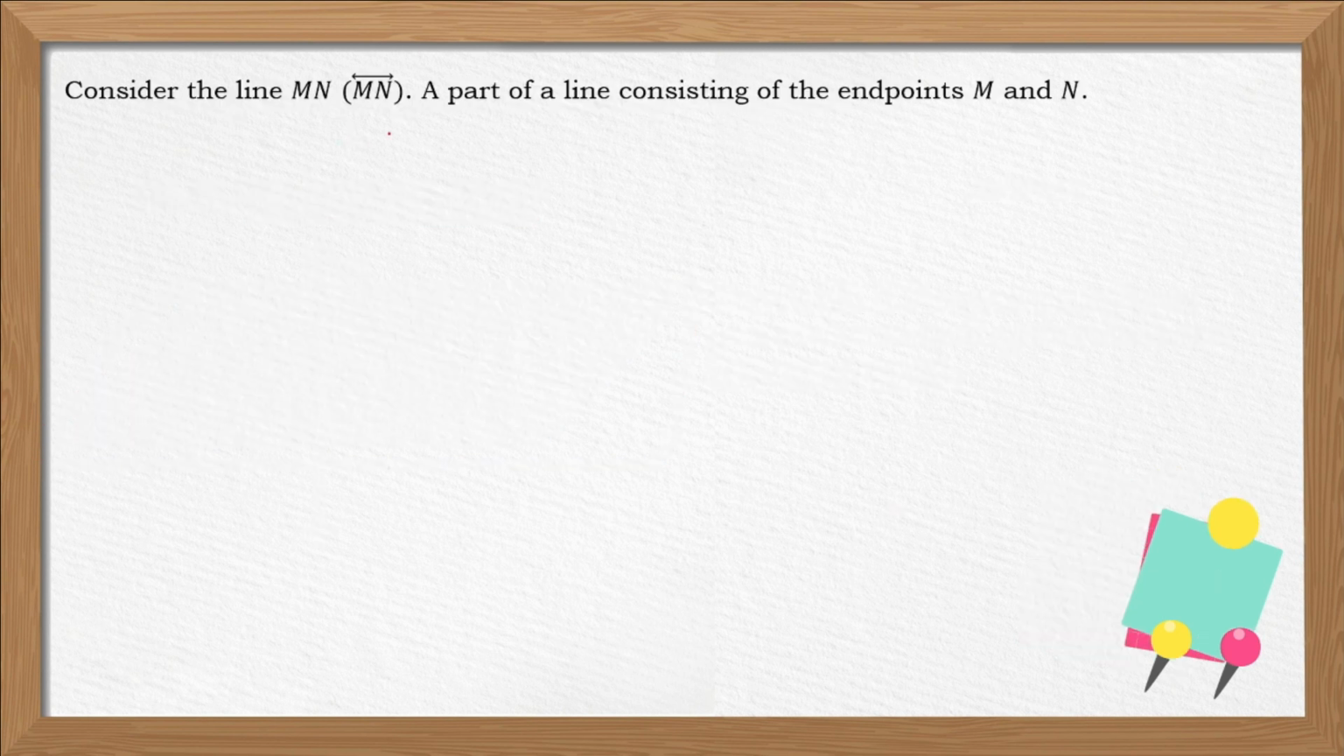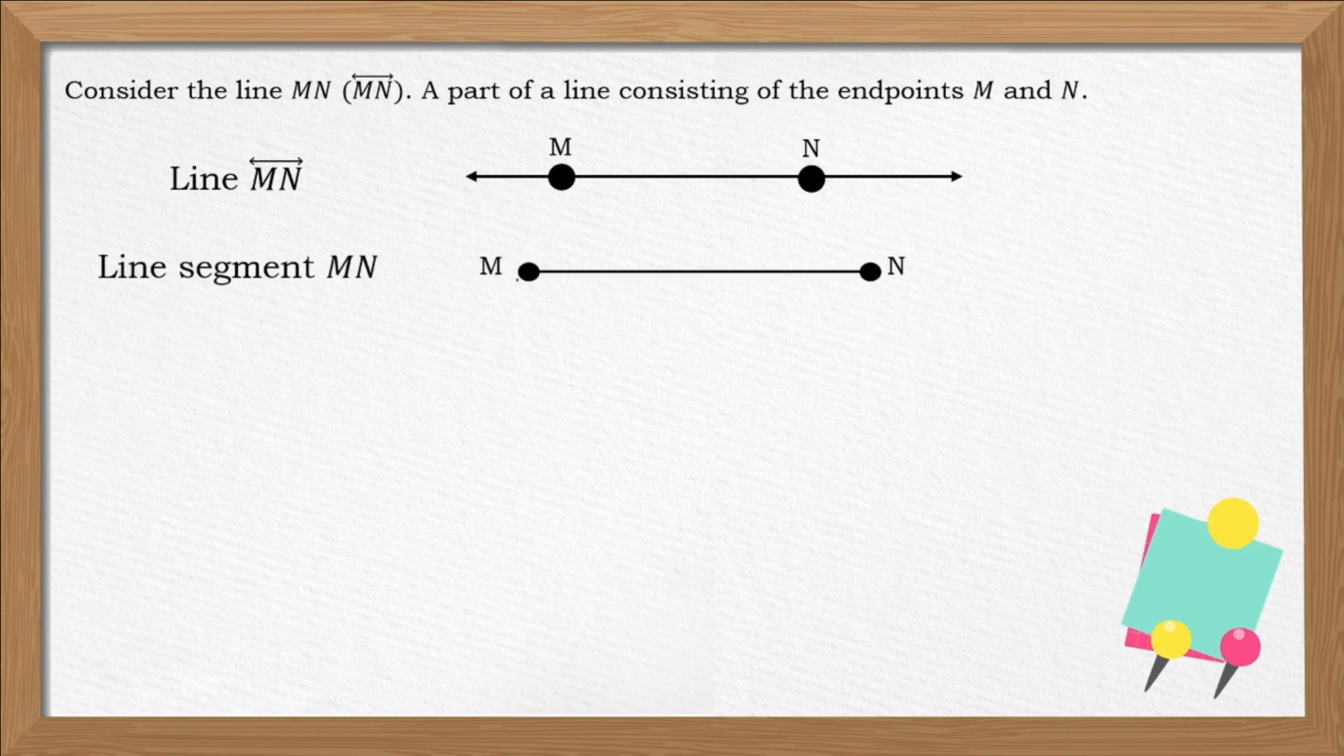So consider the line MN, a part of a line consisting of the endpoints M and N. In geometry, meron tayong tinatawag na line segment. So we have line segment MN. Now what is the difference between these two lines? Line MN has two arrowheads and extends to both directions. Line segment MN has no arrowheads. It does not extend to both directions. So this is called the end point of the line. So that is line segment MN.